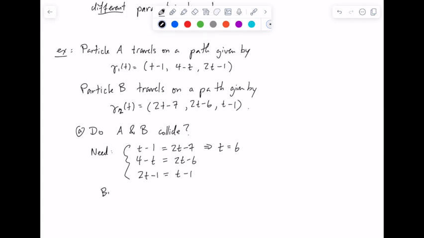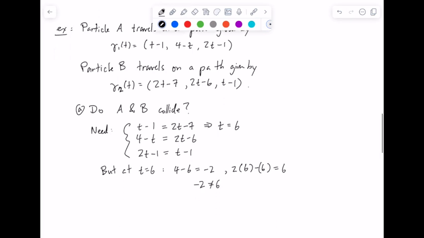But at t equal to 6, the second equation for y tells you 4 minus 6 is equal to minus 2, whereas 2 times 6 minus 6 is going to be equal to 6. And clearly these are not equal, so t equals 6, which solves x, does not solve the equation for y. And so we can conclude that these never collide.